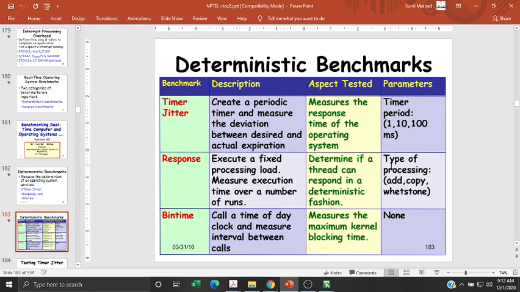This measures the maximum kernel blocking time, say when T1 and T2 are switching. Some kind of occurrence of events is measured with respect to the bin time. Most often jitter and response will formulate the benchmarks. Telephone calls and other things can be measured in terms of bin times, call a time of day, and intervals between the calls. So that comes out to be a CBR and other things.